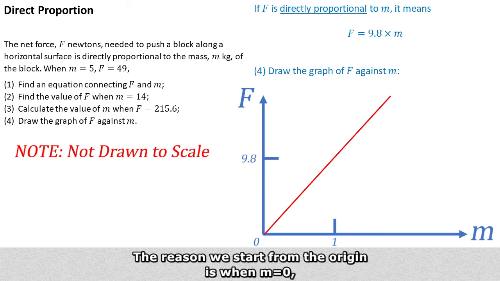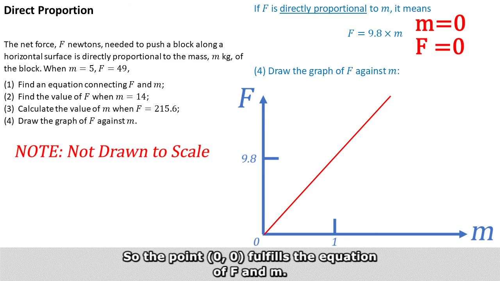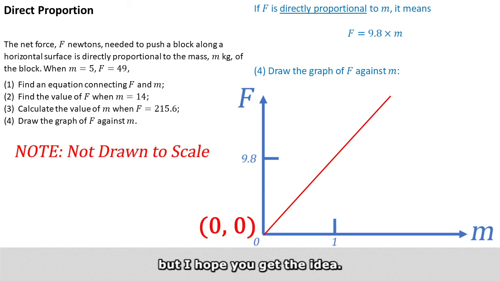The reason we start from the origin is because when m equals 0, we also have f equals 0. So the point 0, 0 fulfills the equation of f and m. Due to restriction in space, I didn't draw this to scale, but I hope you get the idea.